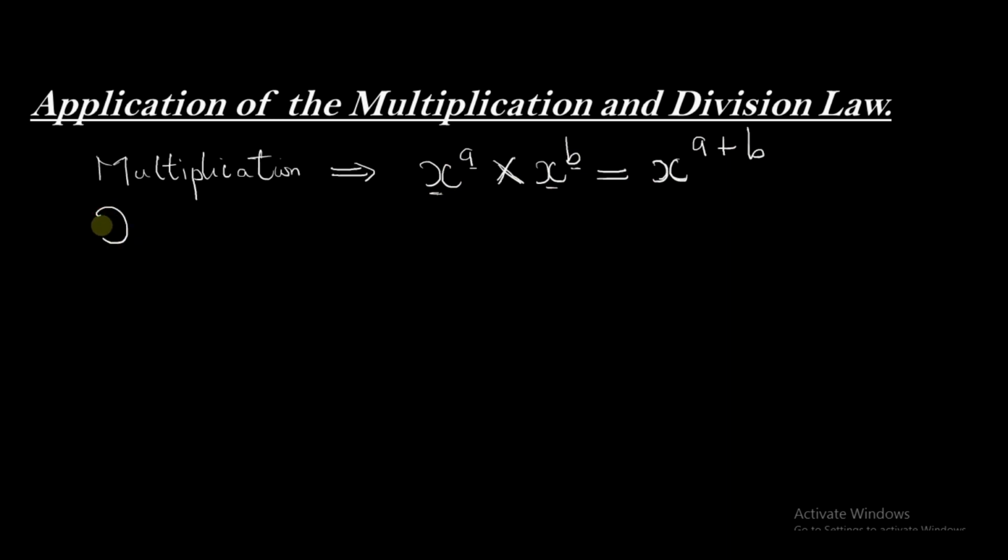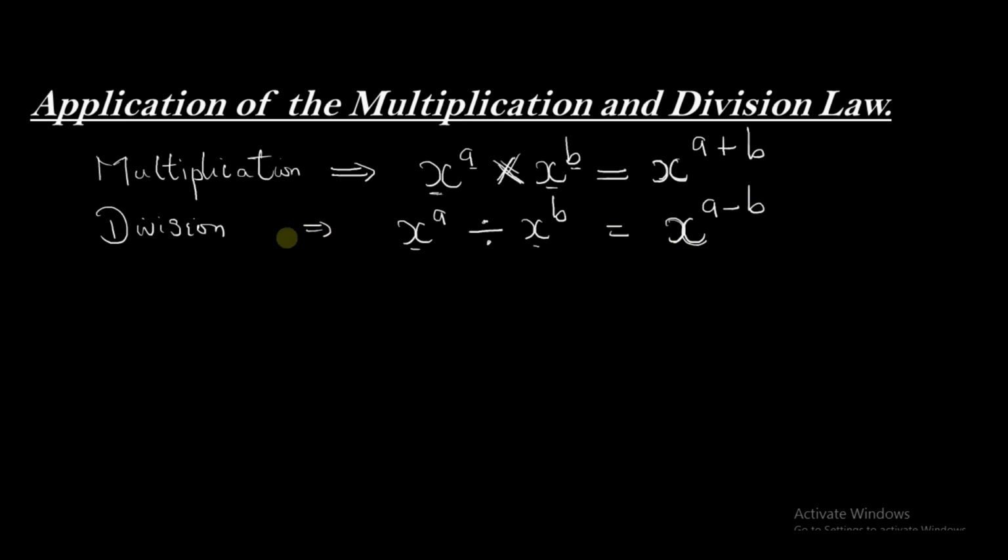Then also we have the division law, and the division law states that x raised to the power a divided by x raised to the power b is equal to x raised to the power a minus b. So if you have the root numbers the same, x, x, and you have a division sign separating them, what you need to do is just take one of the root numbers, which is this x, and subtract the powers because of this division sign. So if it is multiplication, you add the powers. If it is division, you subtract the powers.